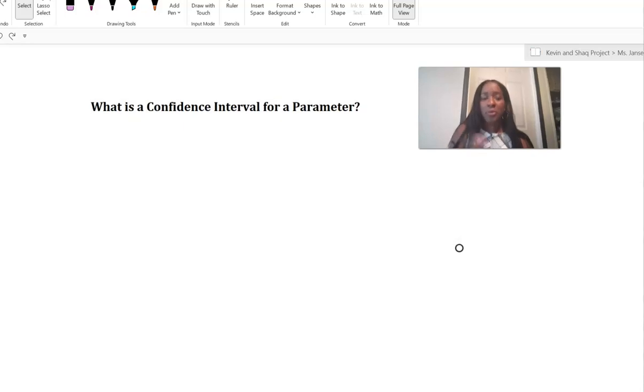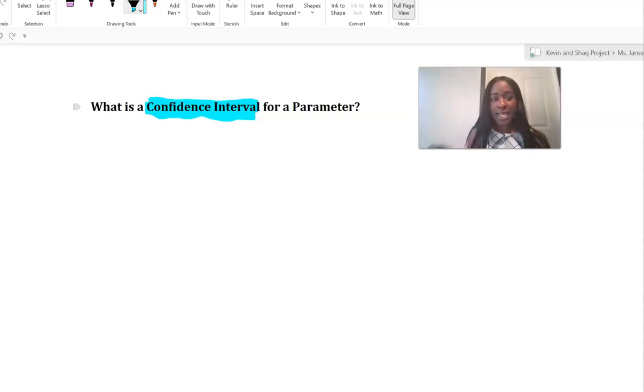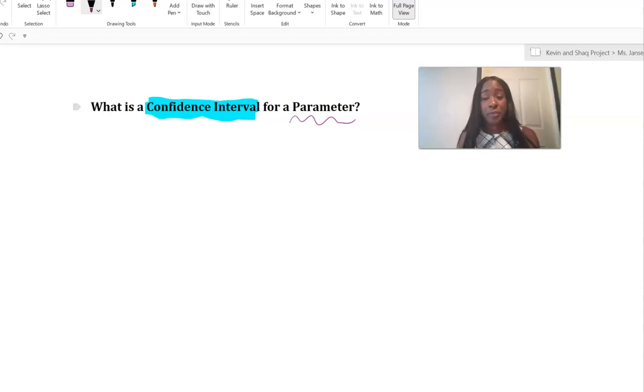So, let's talk about the words that we see here. We have the phrase confidence interval. We will talk about what that means in a second. And we also have the word parameter. That word looks familiar. We learned earlier in this course that a parameter is a calculation made from a population.